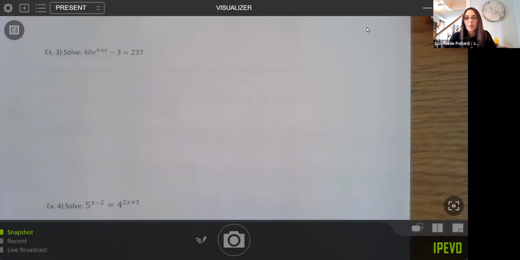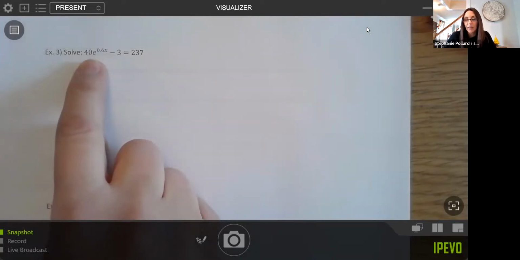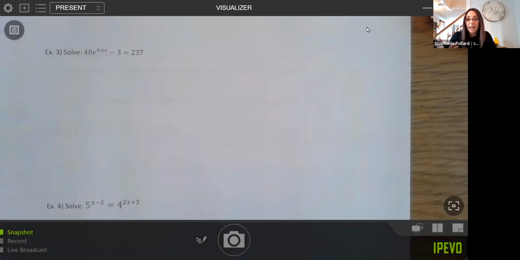I want to do some more examples on solving exponentials that are a little bit more challenging. So I'm going to just do a few different styles so that you have some guidance on how you can solve these on your own. So here on this first example, I want you to notice that this one's a little bit different than some of the others we've seen because that exponential piece is not already by itself.